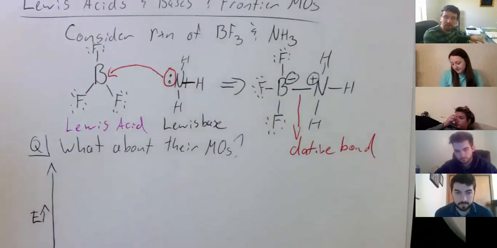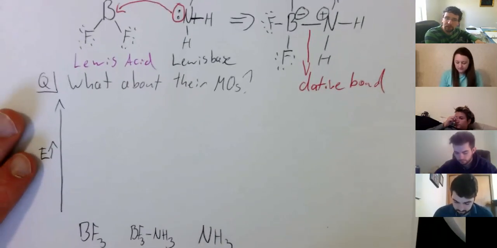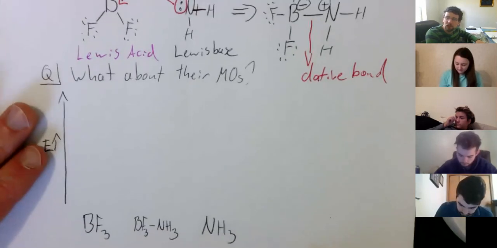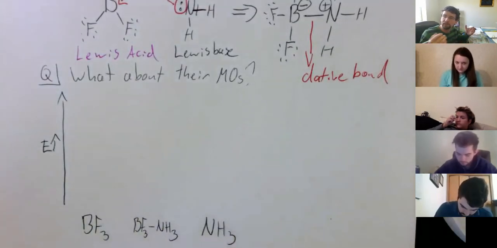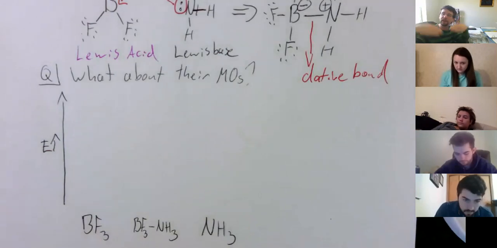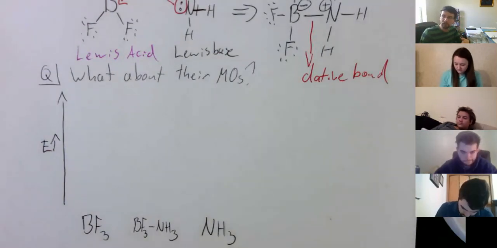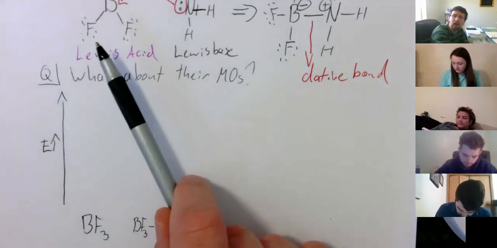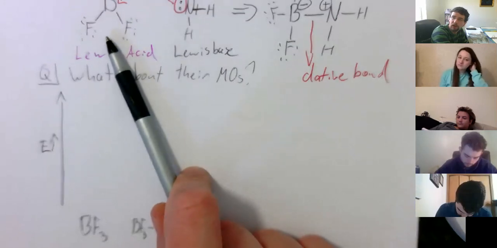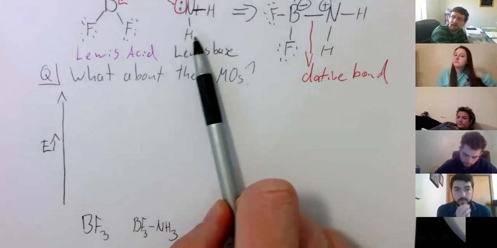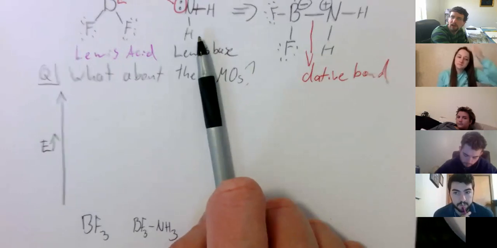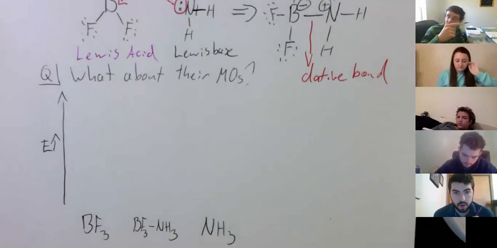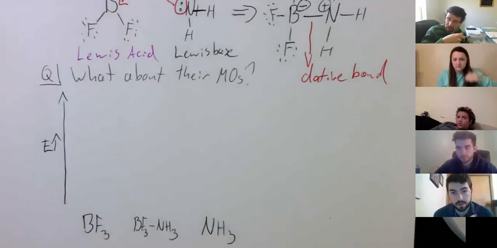Okay. So now let's think about their frontier molecular orbitals. It's usually the HOMO and the LUMO of two molecular entities that interact with one another to form a new bond. So is it going to be the HOMO or the LUMO of the boron trifluoride that interacts with the HOMO or the LUMO on the ammonia? So again, what does HOMO mean? Highest occupied molecular orbital, right?